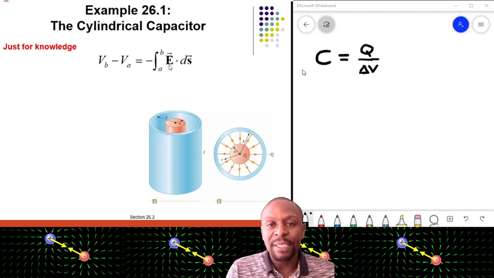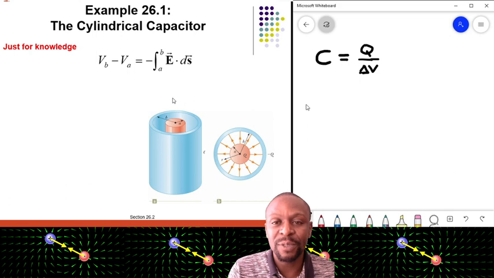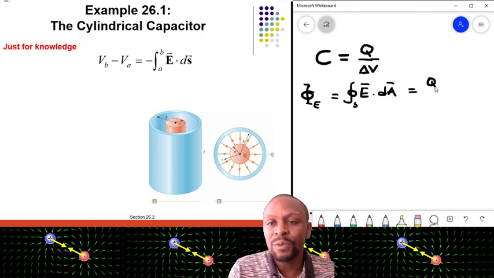Now, what is the electric field for this symmetry? In order for us to get the electric field, we just have to use Gauss's law. Gauss's law states that the flux of the electric field is given by the integral over the closed surface of E dot dA, which equals Q enclosed divided by epsilon naught.